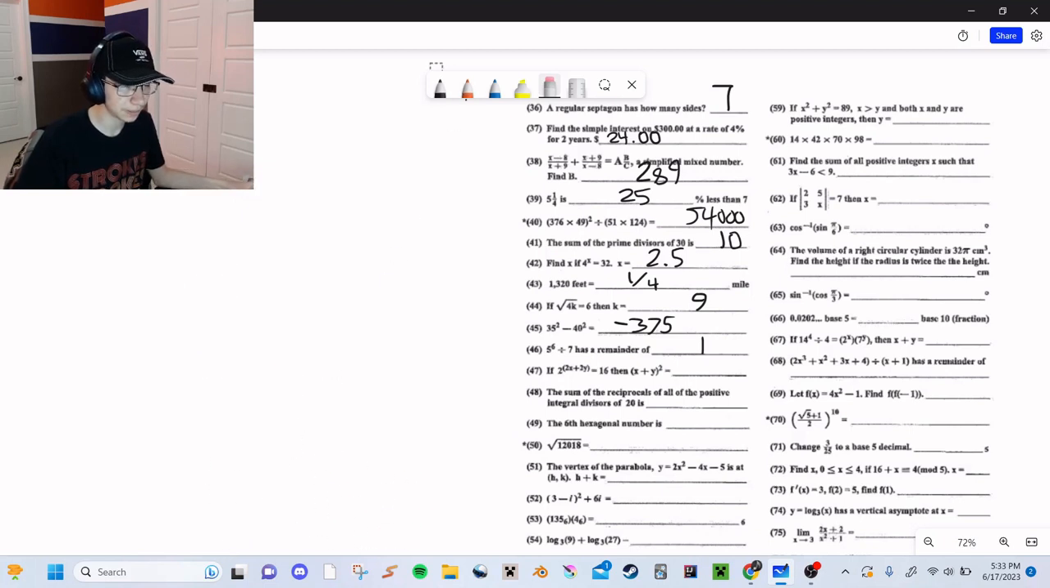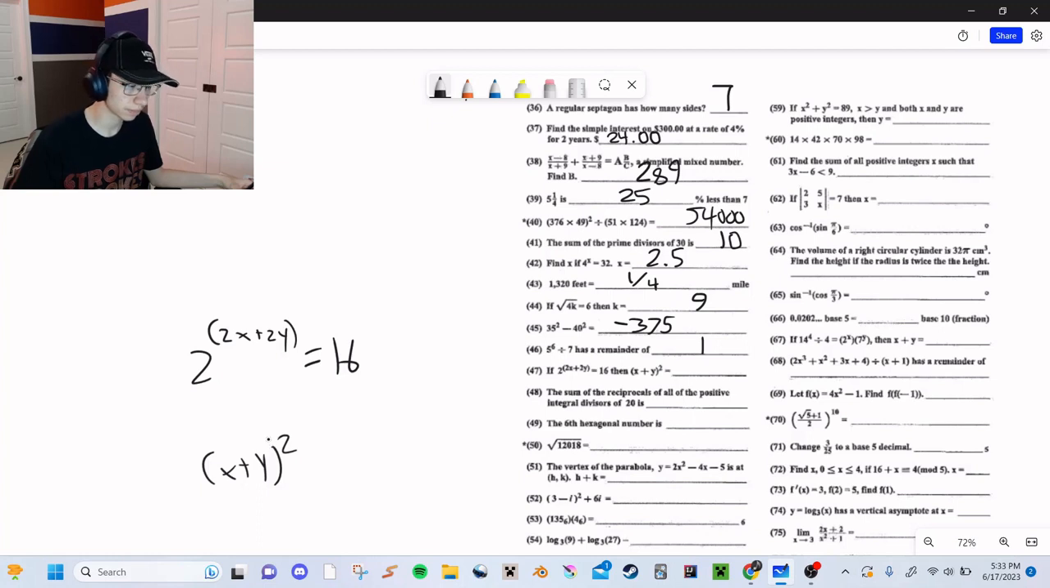Okay, 47. If x to the 2x plus 2y equals 16, then what is x plus y squared? So let's solve for x plus y. Just looking at this, I know that the exponent has to be 4, because 2 to the 4th is 16. So that means 4 is equal to 2x plus 2y.